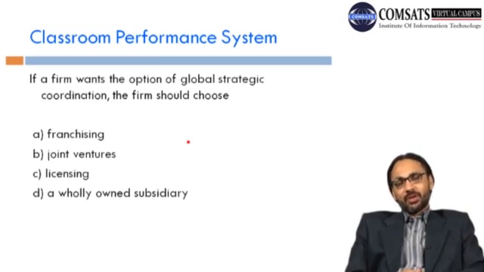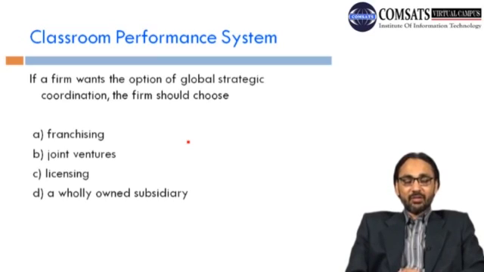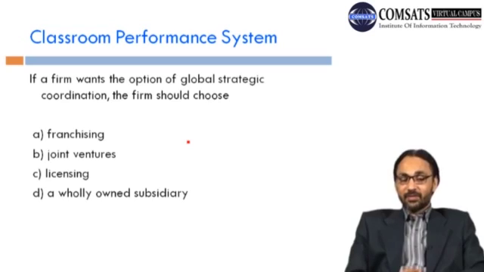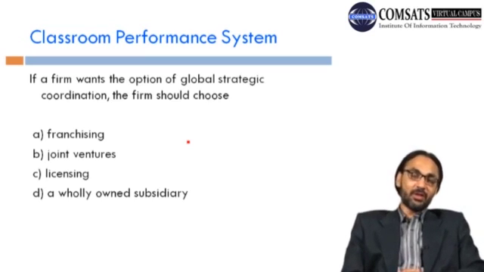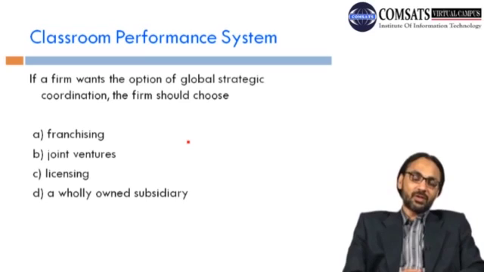Okay, now this is only a review question which will check your performance. If a firm wants the option of global strategic coordination, the firm should choose franchising, joint ventures, licensing, or wholly owned subsidiary. The answer of this exact question is available in previous slides, two slides ago, I guess. Otherwise, you can find the answer in the book.